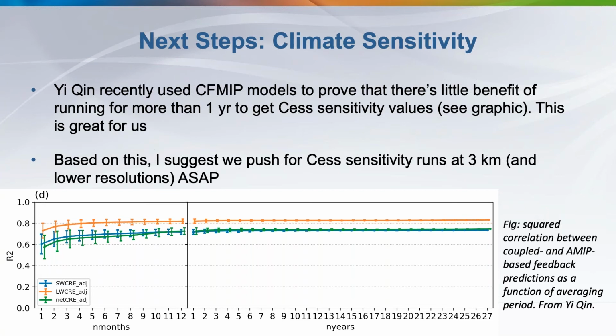The traditional understanding is you need 5 years, which we can't afford to run. But what she finds and shows in this graphic is that after about 1 year, there's essentially no difference between the predictions you would make of sensitivity from long-term coupled simulations and a 1-year SAS sensitivity simulation. So based on that, it should be very possible for us to do these SAS sensitivity simulations with Scream. And so I'm really pushing forward to getting those done as soon as we can run on Summit.